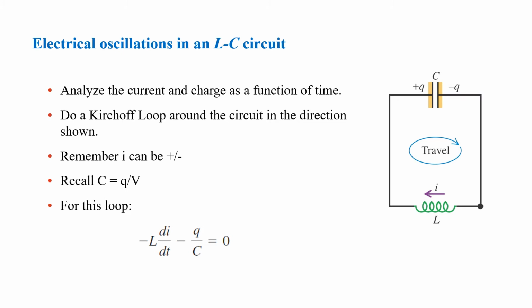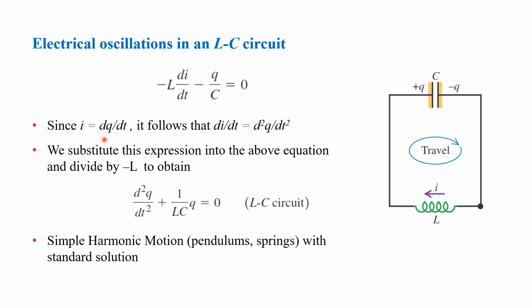Now let us analyze the current and charge as a function of time in your LC circuit. We'll do a Kirchhoff's loop around the circuit in the direction shown here. Remember that your current I can be positive or negative as it changes direction as your capacitor charges, discharges, charges, discharges. And remember that your capacitance C is equal to Q over V. And from this loop here, following this direction, you have negative L dI/dt, the voltage drop in your inductor, minus Q over C, the voltage drop in your capacitor, which is equal to 0.